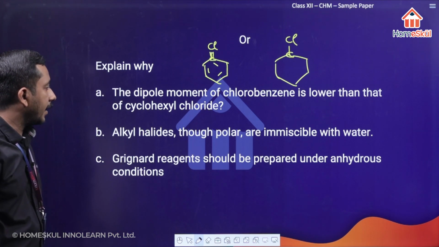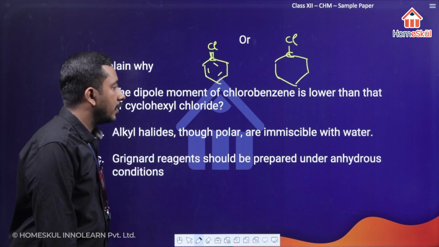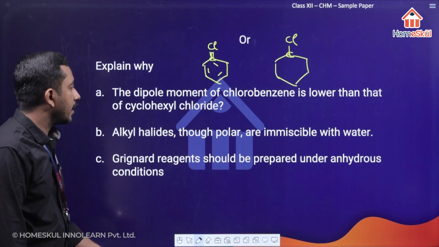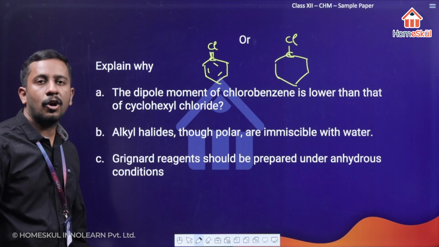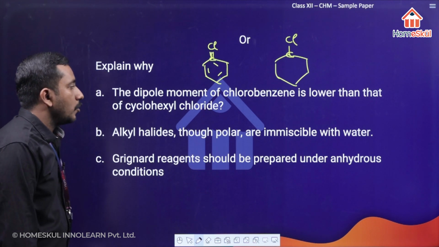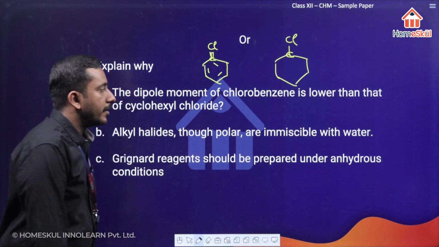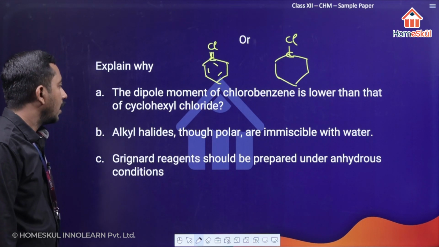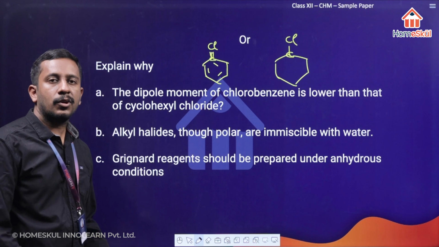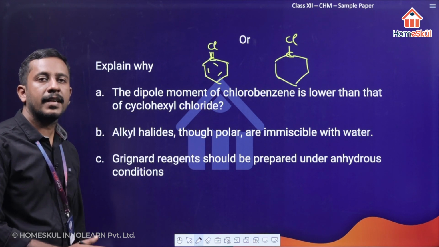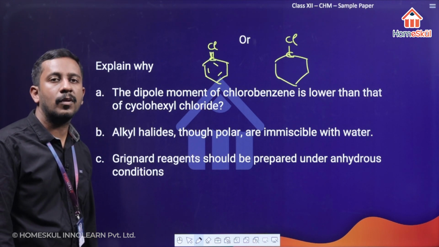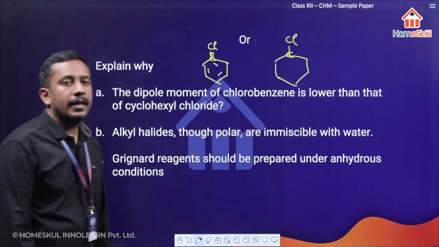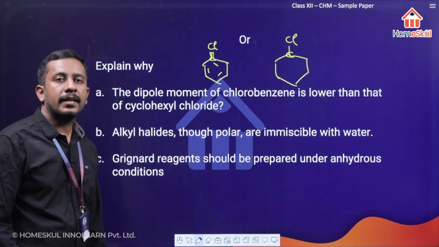The next statement: alkyl halides, though polar, are immiscible with water. So we know that water is a polar molecule. Alkyl halides are also polar in nature, but they are not miscible with each other. As you know, there is a strong possibility for hydrogen bonding in the case of water. So water molecules are bound together through hydrogen bonds. But in the case of alkyl halides, the molecule is going to exist as a dipole. So the type of interaction that is happening in the case of alkyl halides will be dipole-dipole interactions. But in the case of water, the intermolecular attraction happening is hydrogen bonding.